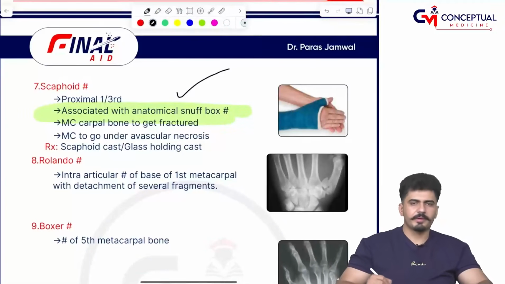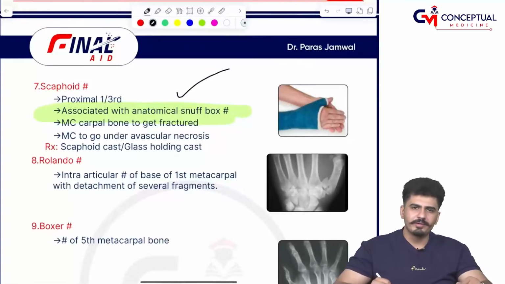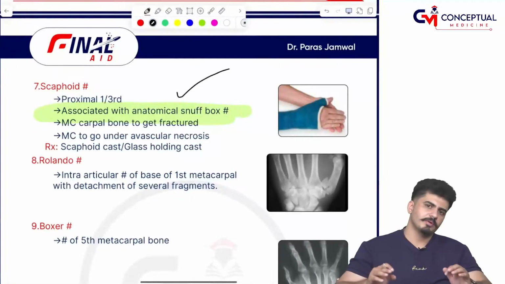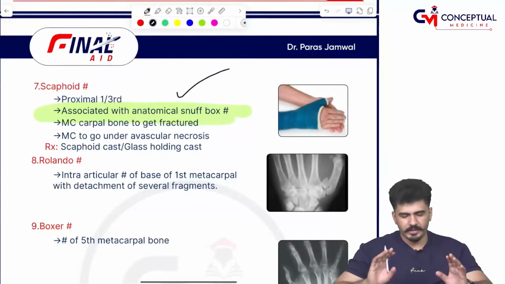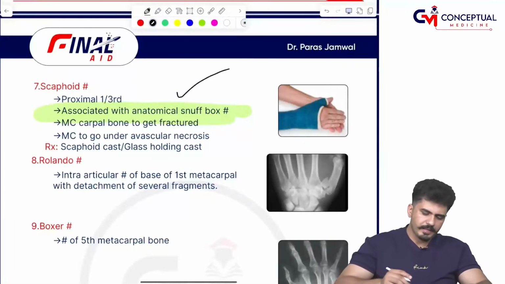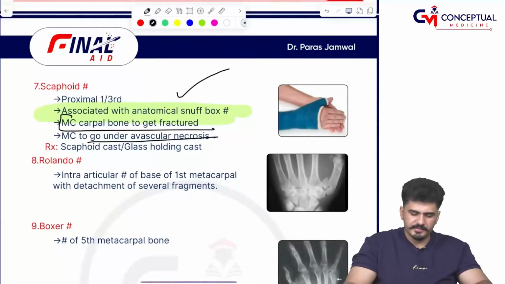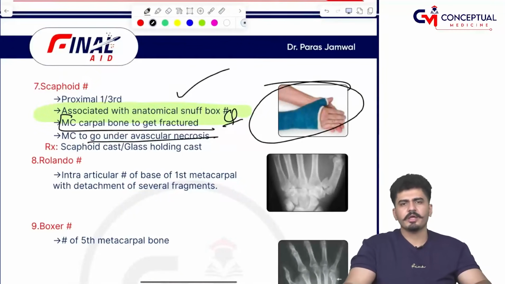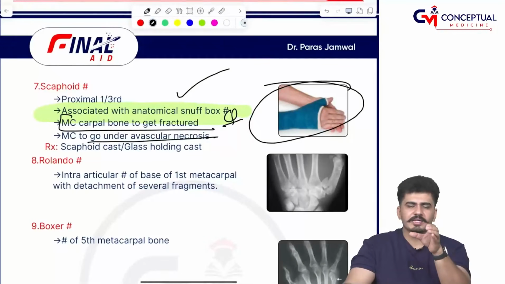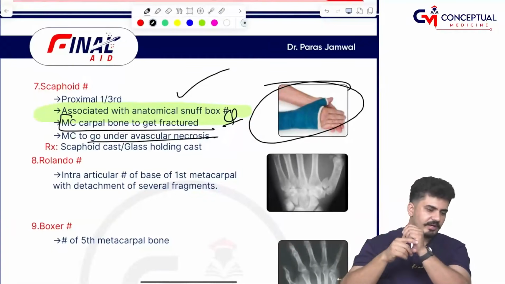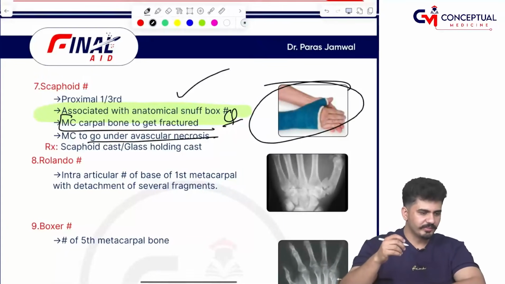We were talking about the anatomical snuff box yesterday. We have talked about the boundaries, the content, the roof, and the floor also. Now, sir, the scaphoid is the most common carpal bone to get fractured, and it also goes into avascular necrosis. If there is a scaphoid fracture, which cast are you going to give? That is also a question. Glass holding cast is going to be there, sir.